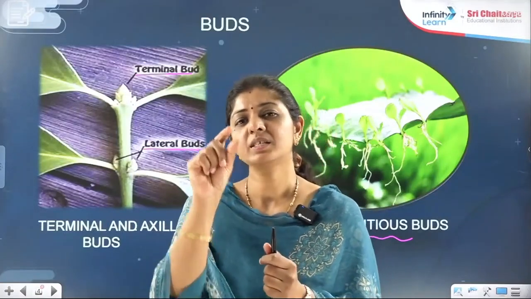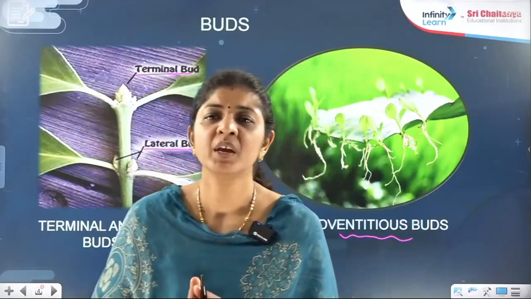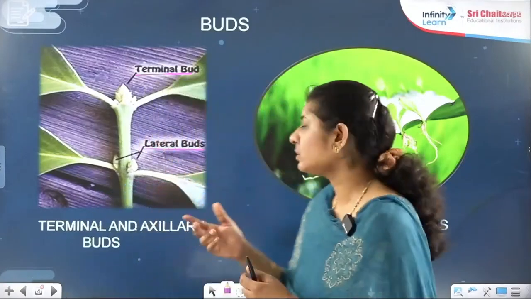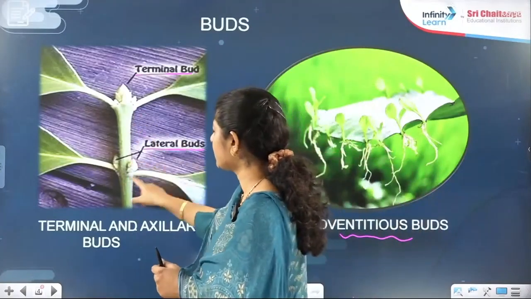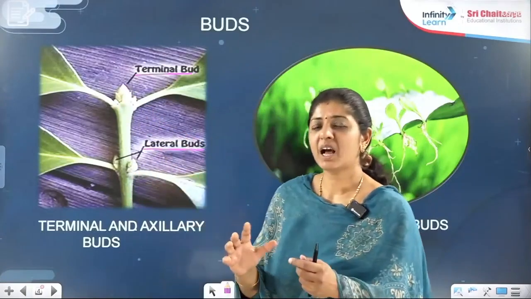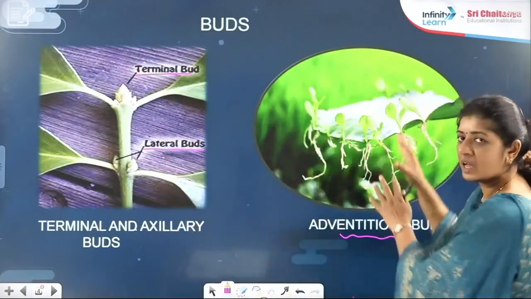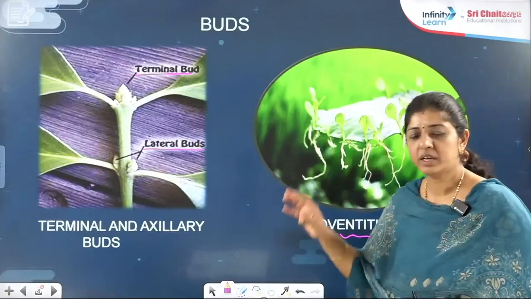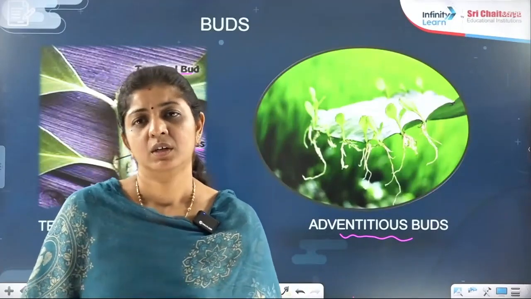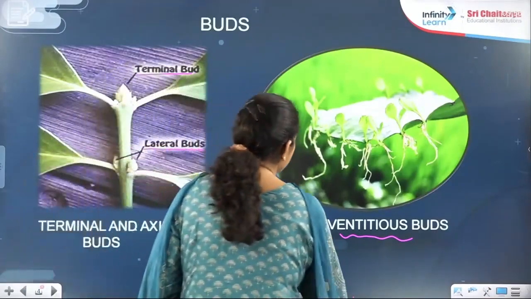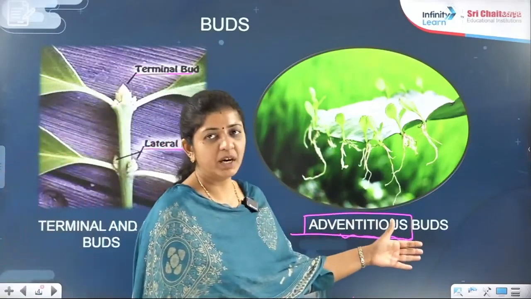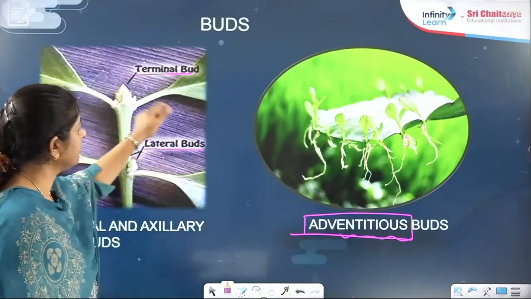the origin is, no doubt, the apical meristem, which you will learn in the chapter Anatomy of Flowering Plants. But just now it is developing further at the angle of this aerial part, at the angle of this stem and the petiole, or at the tip of this. But now it is on the leaf. As an example, I have shown you Bryophyllum. Leaves are now having buds. The place is not the stem, the place is now on the leaves. That's why you are using the word adventitious, right? So which type of buds are these? Adventitious bud, because it is not in that angle or the tip, it is on the leaves now.